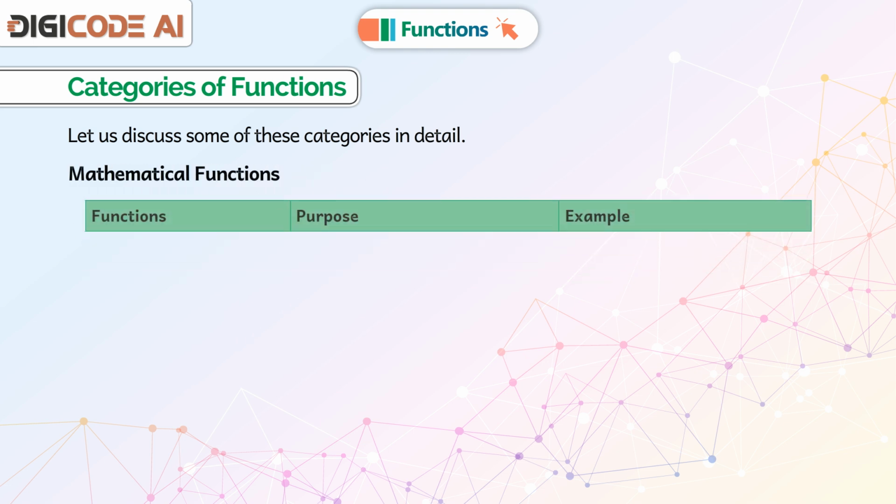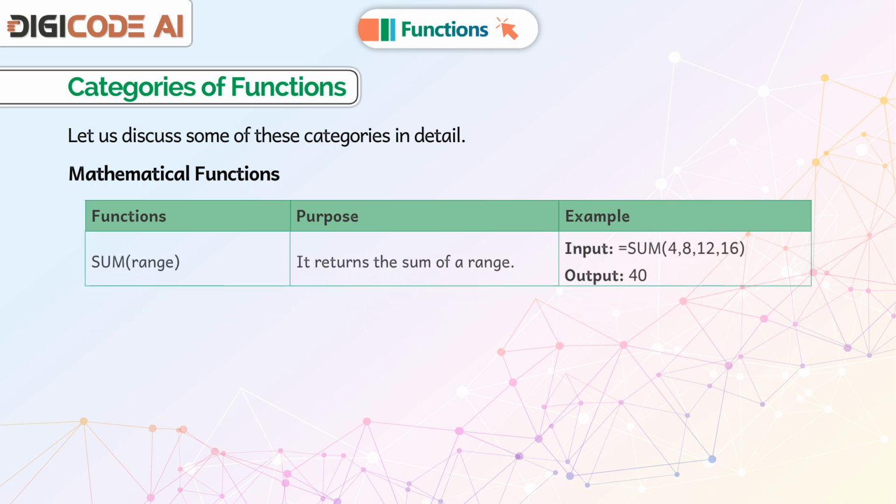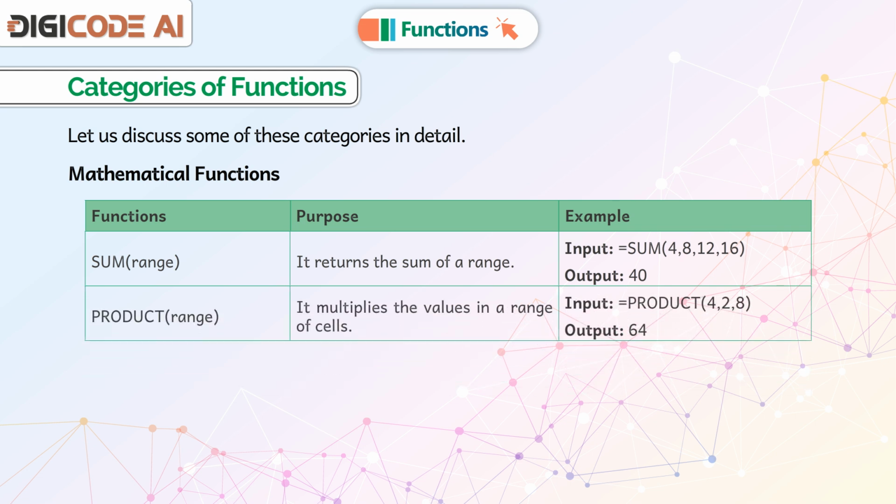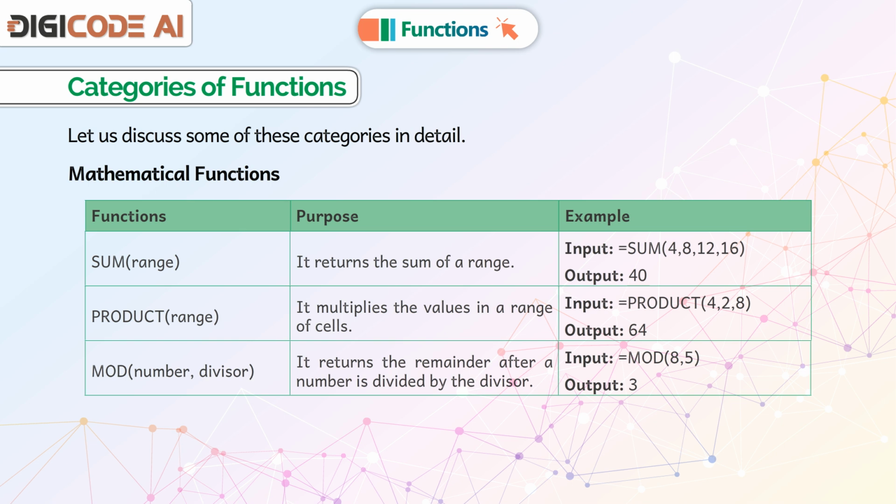Mathematical functions. Functions, purpose, example. SUM(range). It returns the sum of a range. Input: =SUM(4, 8, 12, 16). Output: 40. PRODUCT(range). It multiplies the values in a range of cells. Input: =PRODUCT(4, 2, 8). Output: 64. MOD(number, divisor). It returns the remainder after a number is divided by the divisor. Input: =MOD(8, 5). Output: 3.